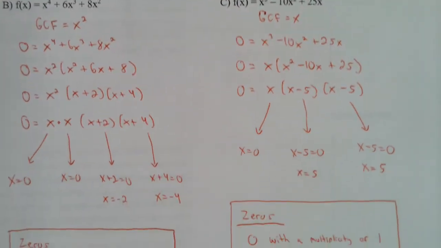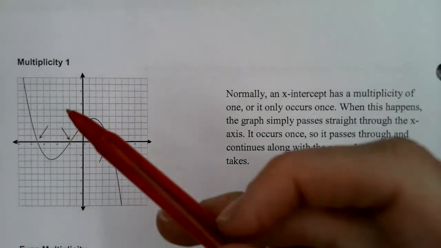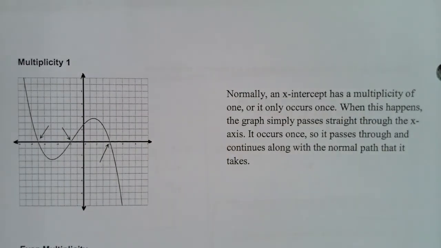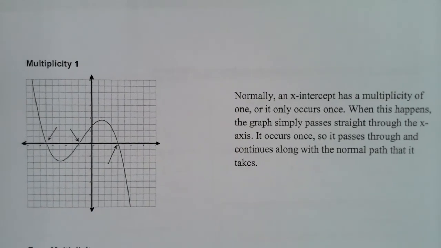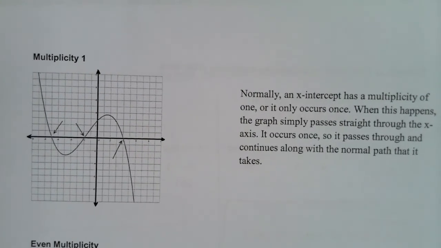Okay, so let's talk about graphing really quick, and what multiplicities look like on a graph. If you have a multiplicity of 1, it means the graph passes right through at whatever that root is. Normally an x-intercept has a multiplicity of 1, or it occurs only once. When this happens, the graph simply passes straight through the x-axis. It occurs once, so it passes through and continues along with the normal path that it takes.